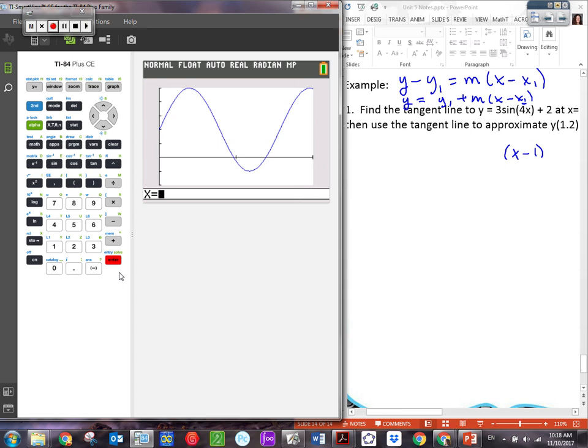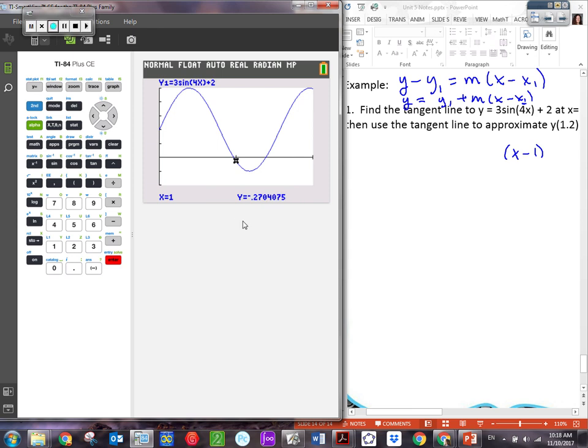And well, I want the value at 1, right? That's what I want. I want the value at 1. So you would type a 1 in here and hit enter. See our y value pops up right here?